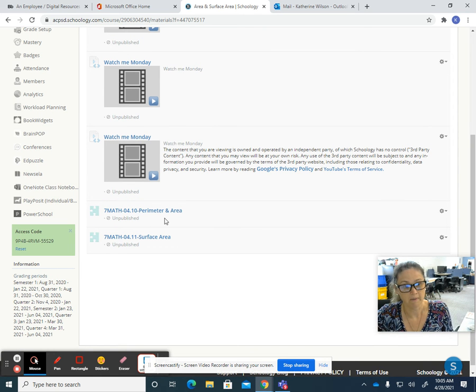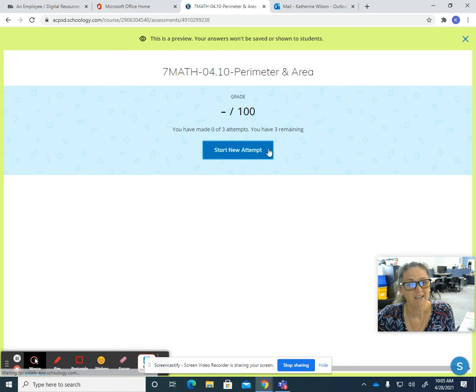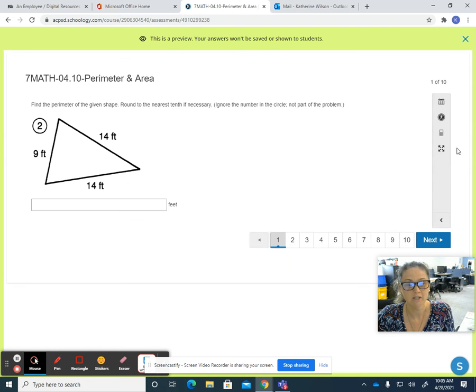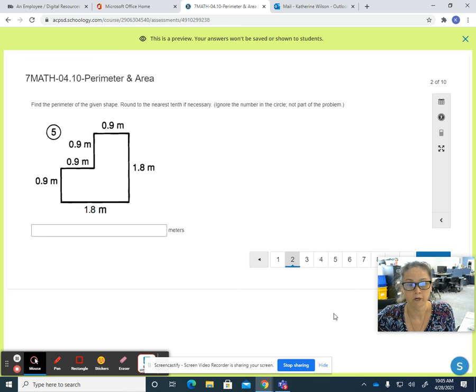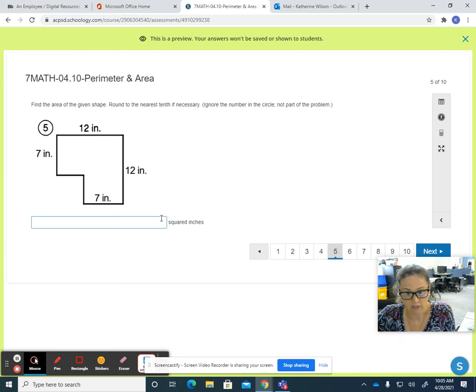Then there are 2 assignments. The first one is on perimeter and area. It is a Schoology assignment. I think it has about 10 questions, but it's just like, what is the perimeter? What is the perimeter? What is the perimeter? Find the area. So you have to know the area of a rectangle. What is the area of the irregular shape? This is something that you've done in previous years. So what you'd want to do is chop it and make it into smaller shapes. You can chop it vertically, you can chop it horizontally, and then you find the area of your smaller spaces and then add them up.